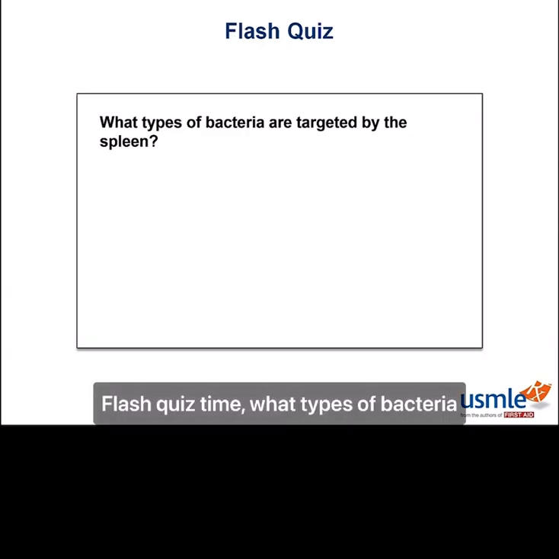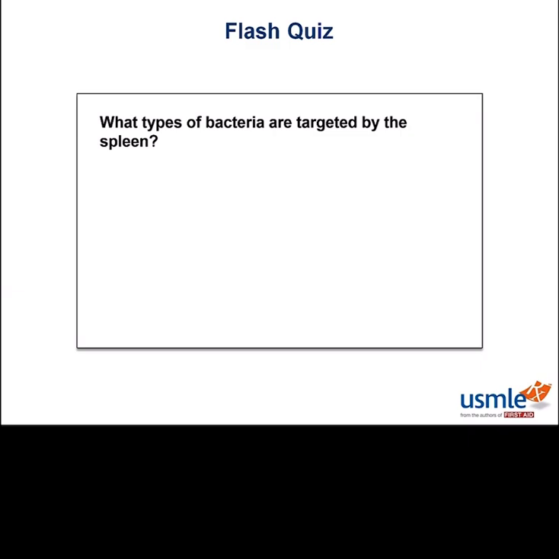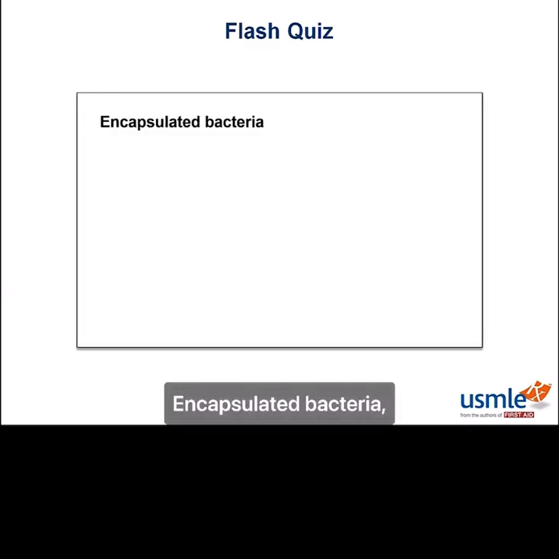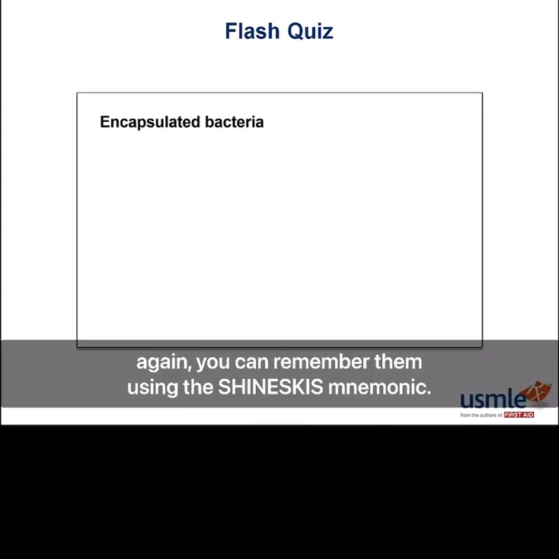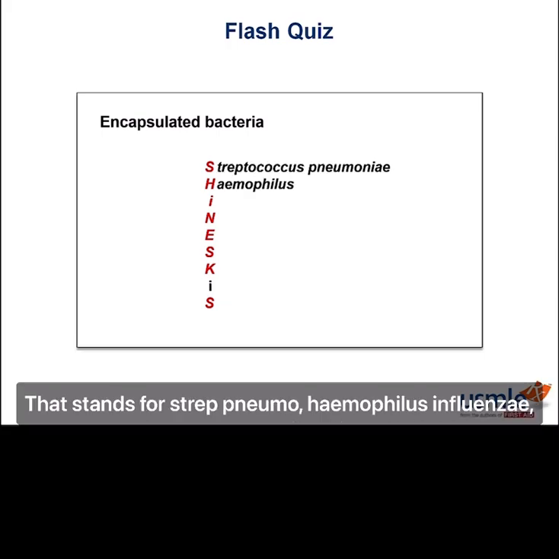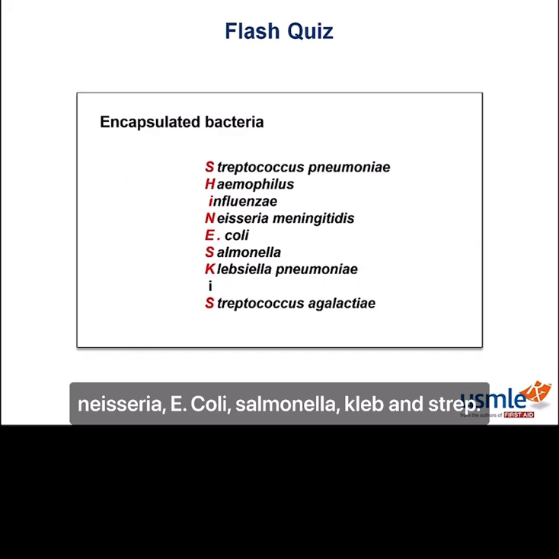Flash quiz time. What types of bacteria are targeted by the spleen? Encapsulated bacteria. Again, you can remember them using the SHINE skis mnemonic that stands for Strep pneumo, Haemophilus influenzae, Neisseria, E. coli, Salmonella, Kleb, and Strep.